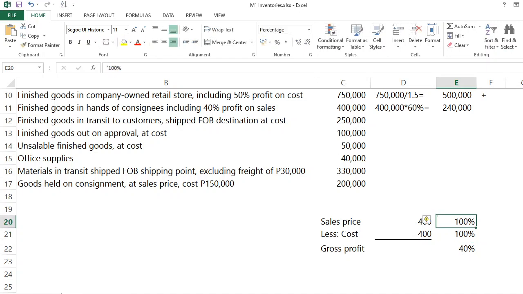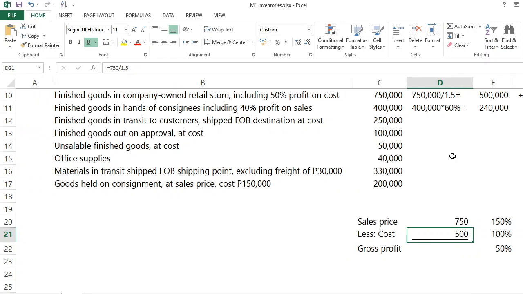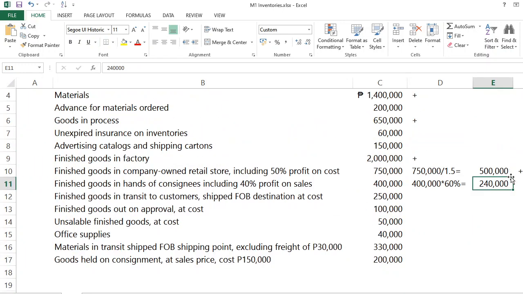Kung gamiton nato itong kaganina, nga 50% profit on cost, so that is dire ang 100, right? 100, tapos ito is 150, para mag 50% on cost ta. So this is 750. Ito pala. 750, and then this one is 750 divided by 1.5. So that's 500. So things like that. So i-review na lang ang ako ang explain kung medyo nalibog mo. So let's proceed. So this is 240 and is this included? Yes, that's included. Although wala sa ato kay na akang consignee.